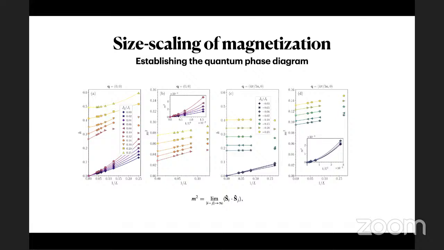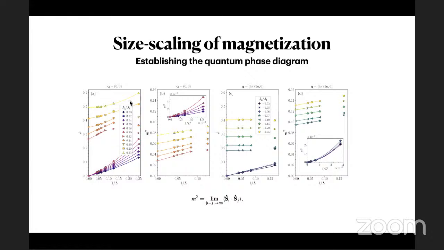What one can compute very easily from this is the square of the magnetization, simply by evaluating the expectation value of the equal time spin-spin correlation function. In the limit that the distance between the spins goes to infinity, we know from the factorization property that this is simply the sublattice magnetization. So this is straightforwardly computed in Monte Carlo.